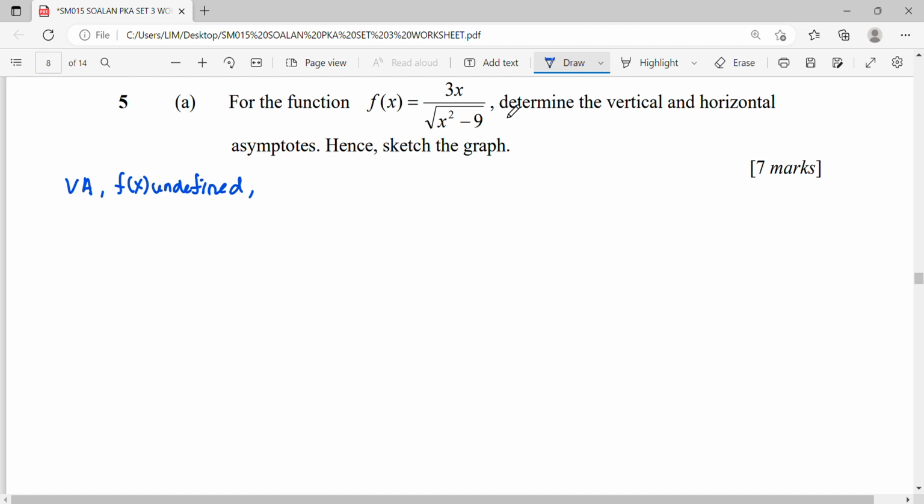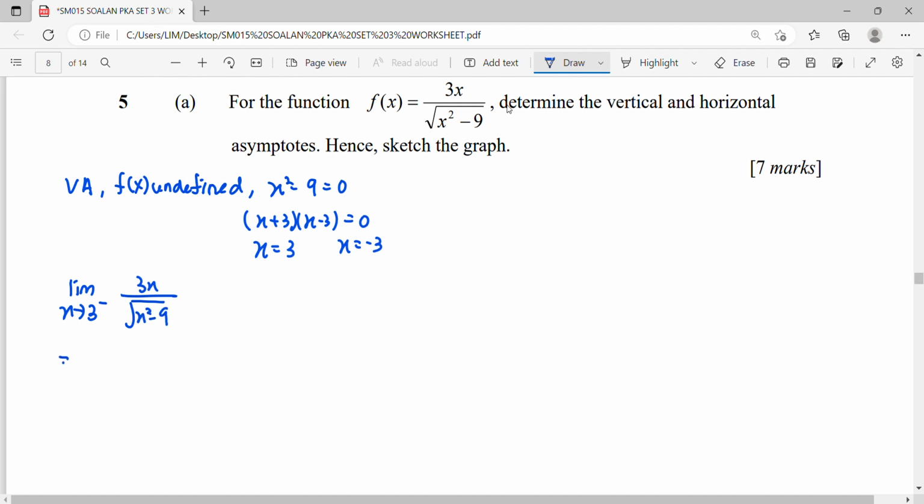So the denominator is zero, which means x squared minus 9 equals zero. We simplify this: x plus 3, x minus 3. So it will be undefined at x equals 3 and x equals negative 3. Therefore, using the idea of limits, we take the limit as x approaches 3 from the left hand side for this function.